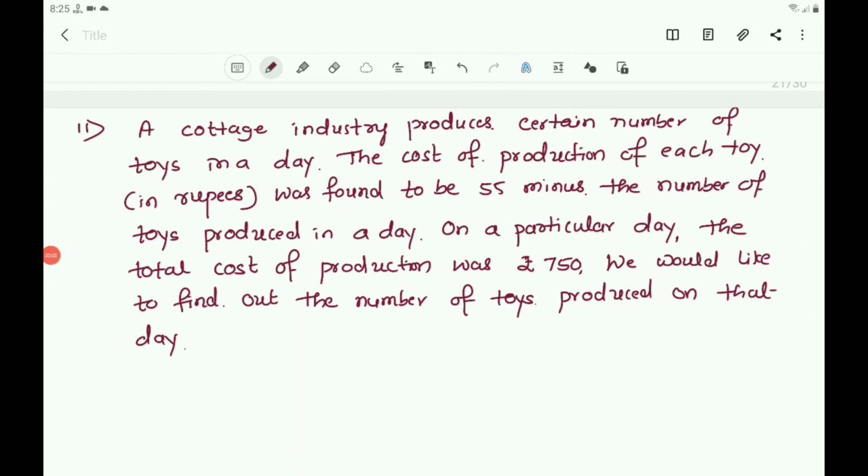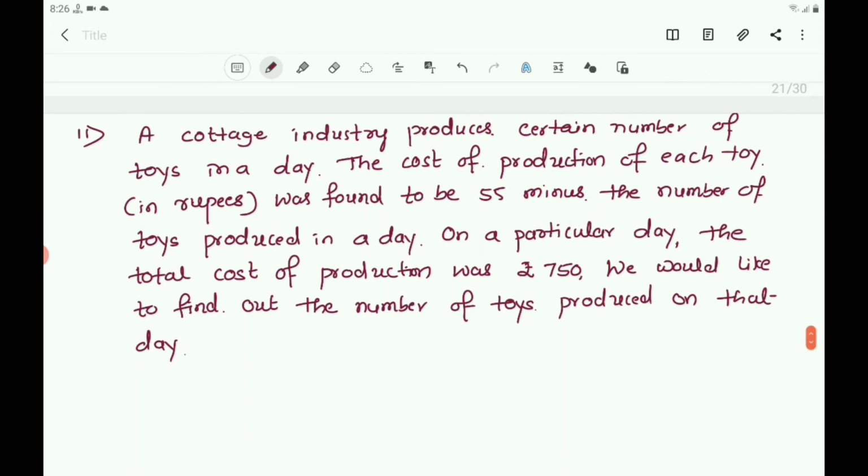Next, the second problem in example 1. The question is, a cottage industry produces a certain number of toys in a day. The cost of production of each toy in rupees was found to be 55 minus the number of toys produced in a day. On a particular day, the total cost of production was rupees 750. We would like to find out the number of toys produced on that day.